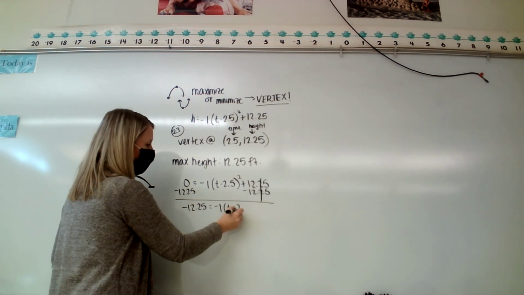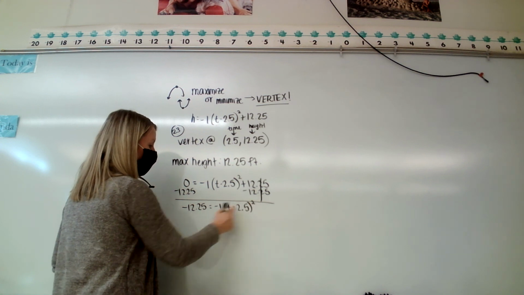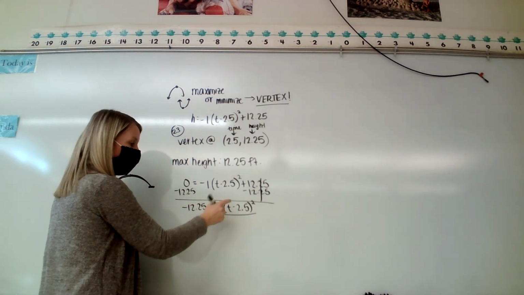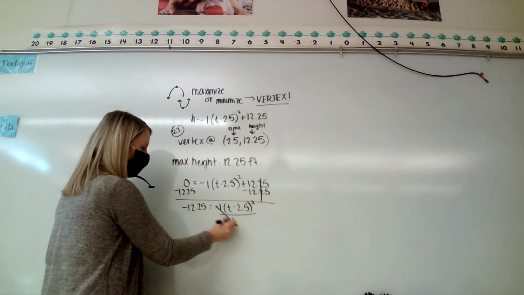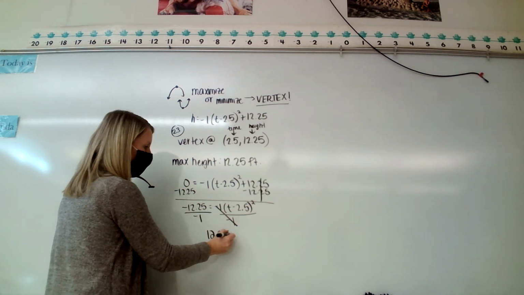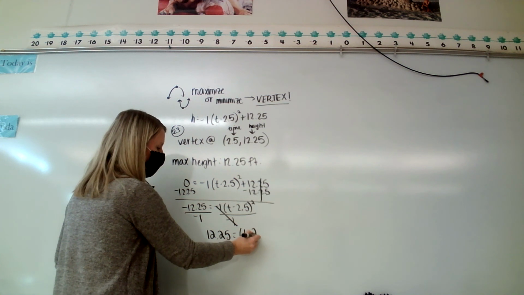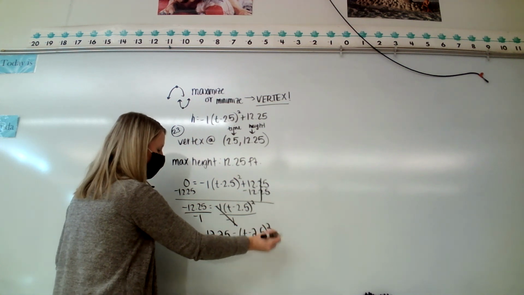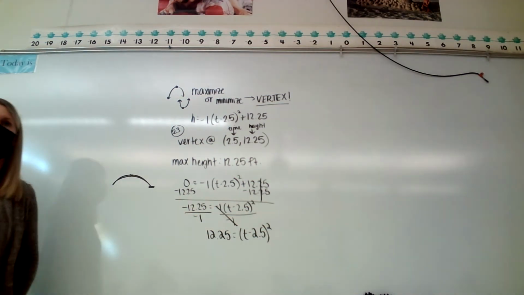Sorry, it takes forever to write this bad boy. I divide by -1. Remember, do not distribute that in because that's something squared. That's not going to work. So I get 12.25 equals t minus 2.5 squared. And now I can take the square root of each side.